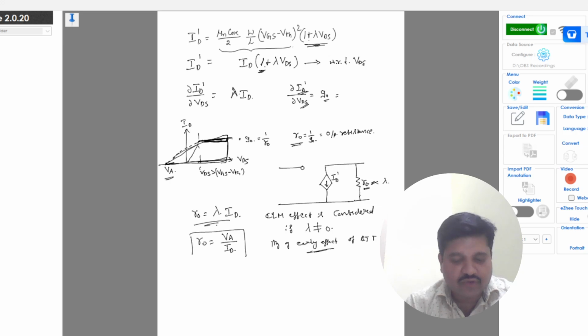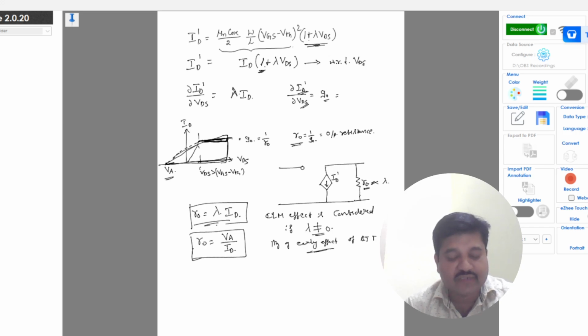This can also be the expression for calculating the output resistance considering the channel length modulation. VA is nothing but extrapolating the output characteristic to the negative x-axis where it reaches 0. So this is another expression for the output resistance.